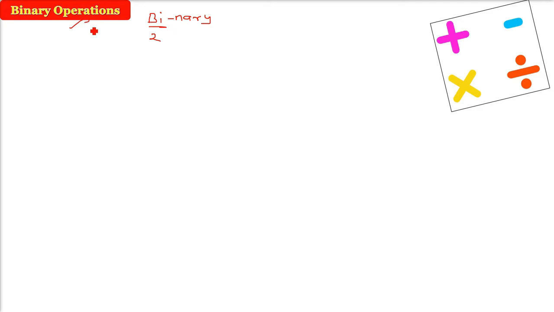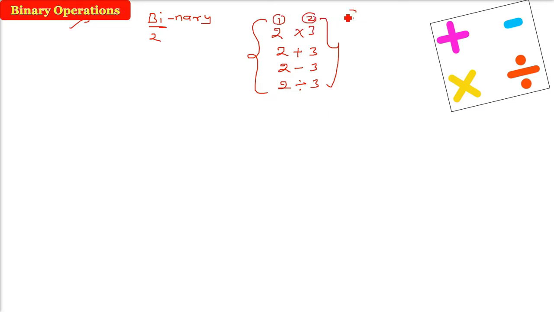So what are these operations? This can be any mathematical operation. But in the case of binary operation, let me write 2 into 3, 2 multiplied by 3, 2 plus 3, 2 minus 3, and 2 divided by 3. So these are the operations I am talking about: into, plus, minus, divide. The first operand is 2, the second operand is 3, that means it is bi, binary. And these are the operations, that is what is called binary operations. These are four operations possible in binary operations.